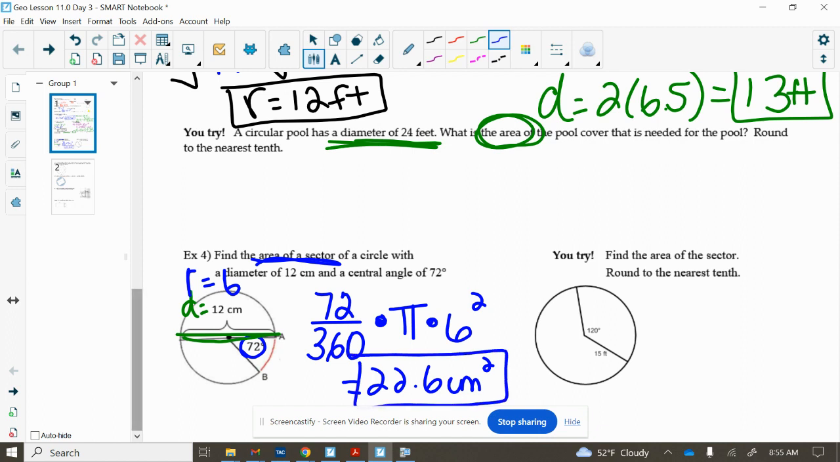All right, there is one for you to try. Again, you are going to find the area of the sector, this time with a central angle measure of 120. Make sure you just round to the nearest tenth.